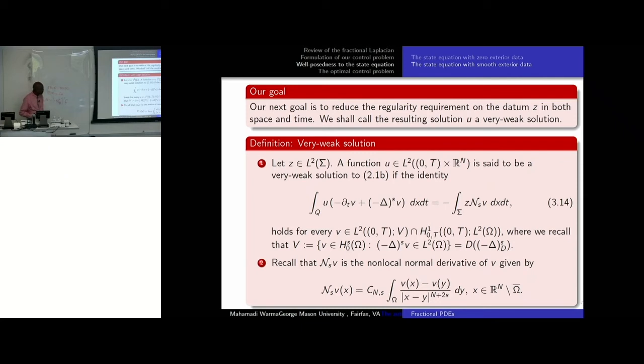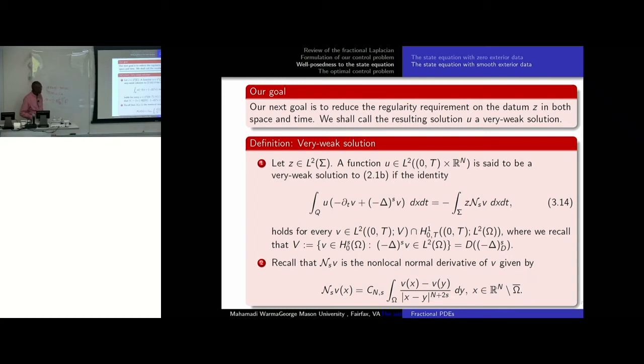But we test it for any v in L2 of (0,T) with values in V, intersection H1 of (0,T) with values in L2, and remember that this means the function is 0 at T. And V is the domain of the fractional Laplacian with Dirichlet exterior condition. Remember, here it is well defined because the function is H1 with values in L2, then dt of v is in L2, and v is in the domain of the fractional Laplacian, so this term is also in L2.